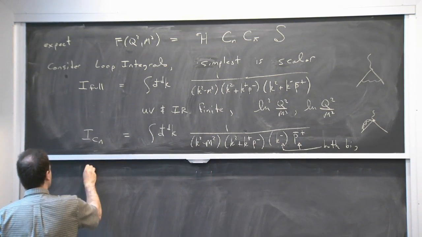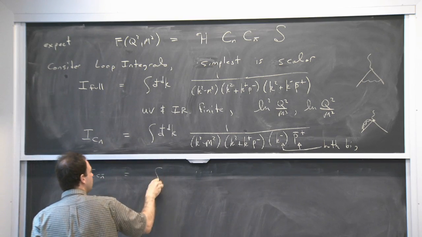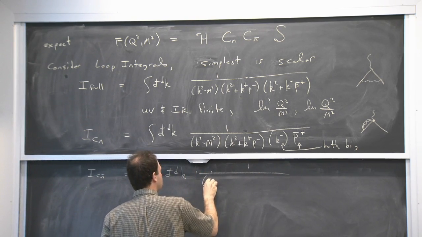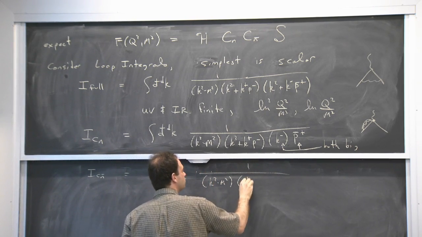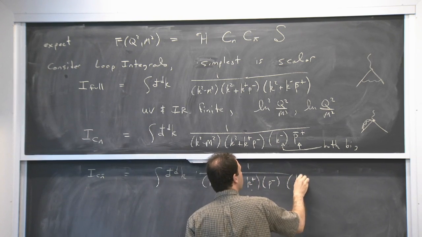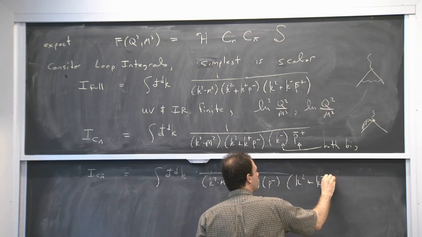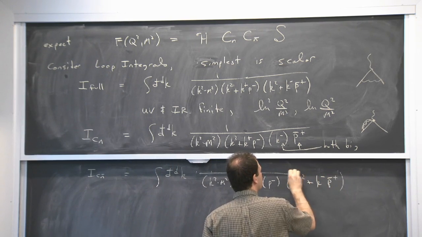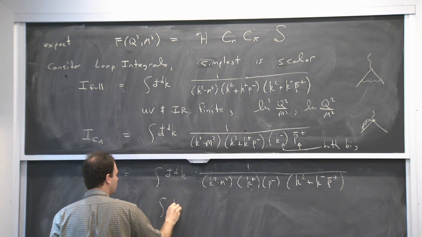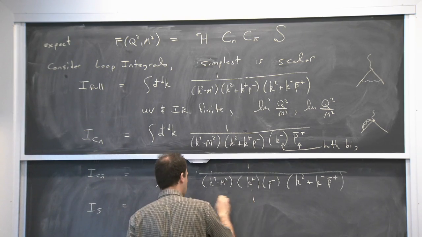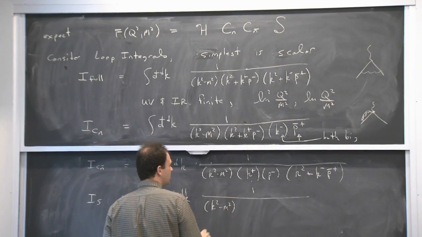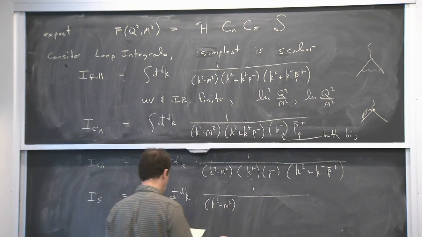Analogously for n bar, it's the other way. So both of these are big, and this one remains, and then they're soft. And in the soft case, what happens is that both of the propagators end up being eikonal.